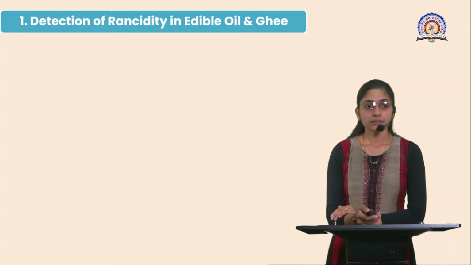The first method is detection of rancidity in edible oil and ghee. Now you can see rancidity is the adulterant which is present in the edible oil and ghee. Now you have to check the rancidity, that is, you have to check the adulterant which is present in the oil and ghee.